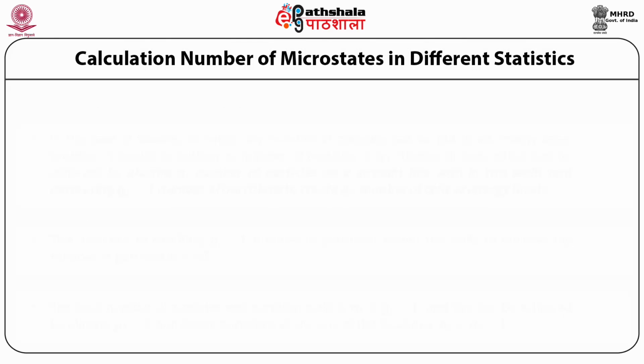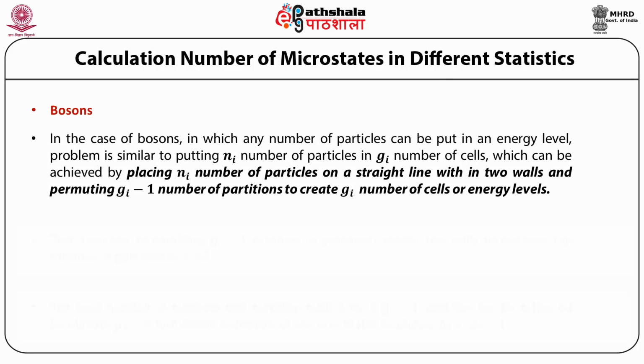Calculation of number of microstates in different statistics. Let us first take the case of bosons. In the case of bosons, in which any number of particles can be put in an energy level, the problem is similar to putting Ni number of particles in Gi number of cells, which can be achieved by placing Ni number of particles in a straight line within two walls and permuting Gi minus 1 number of partitions to create Gi number of cells or energy levels.